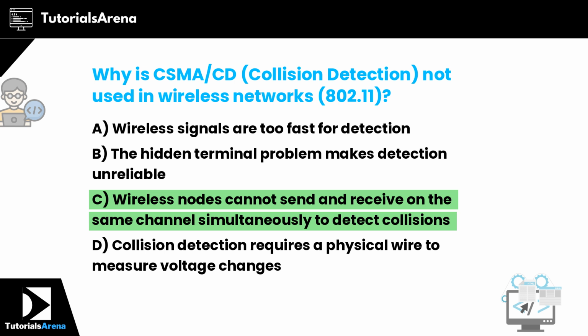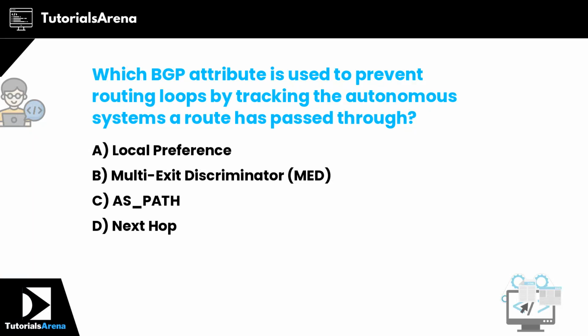The correct answer is option C. Wireless nodes cannot send and receive on the same channel simultaneously to detect collisions. Which BGP attribute is used to prevent routing loops by tracking the autonomous systems a route has passed through? The correct answer is option C, AS_path.